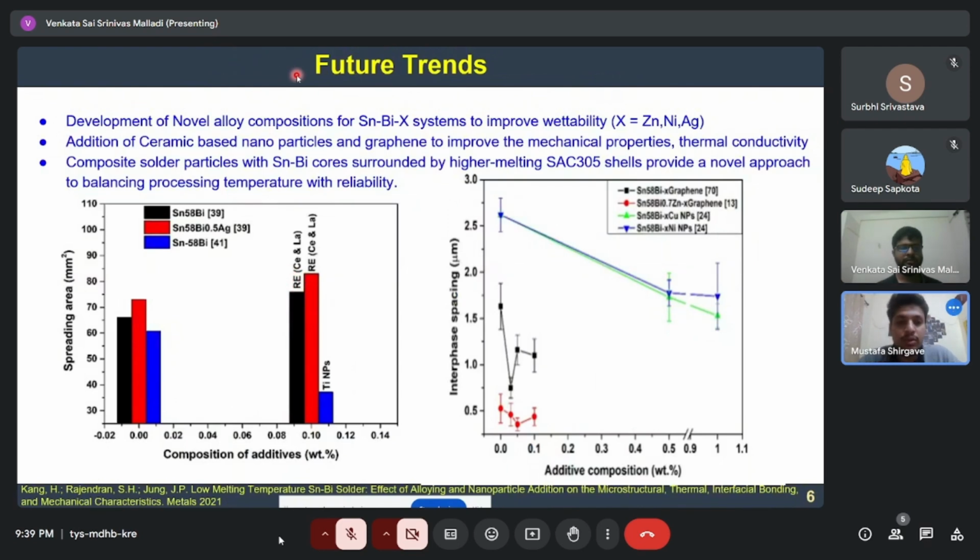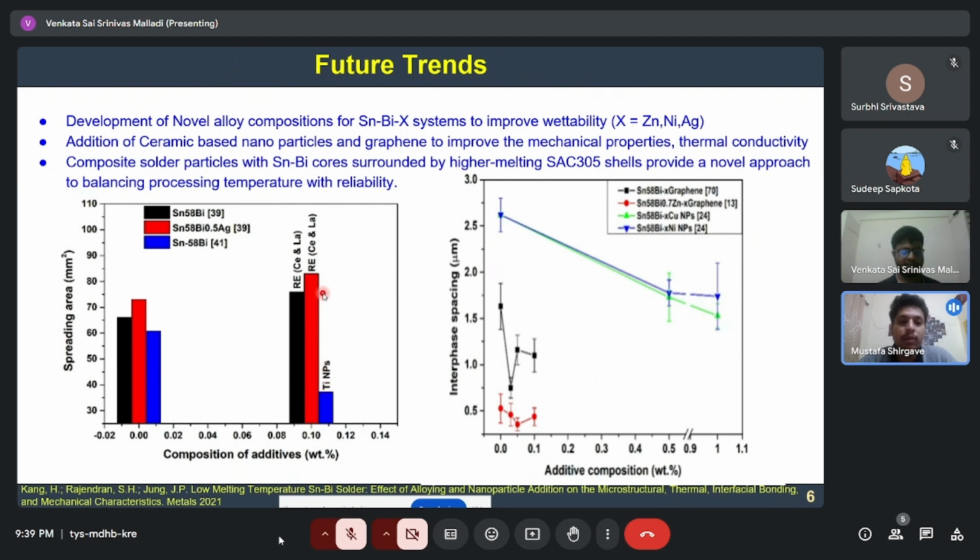Okay. So the future trends are the development of novel alloy composites for tin bismuth X, where X is the zinc, nickel, and silver system, to improve the wettability. Wettability increasing means the spreading area of the joints increases. The left side graph shows that at zero composition the spreading area is low, but as we increase the alloy composition, the overall wetting area increases. Though titanium reduces it, the overall spreading area increases.